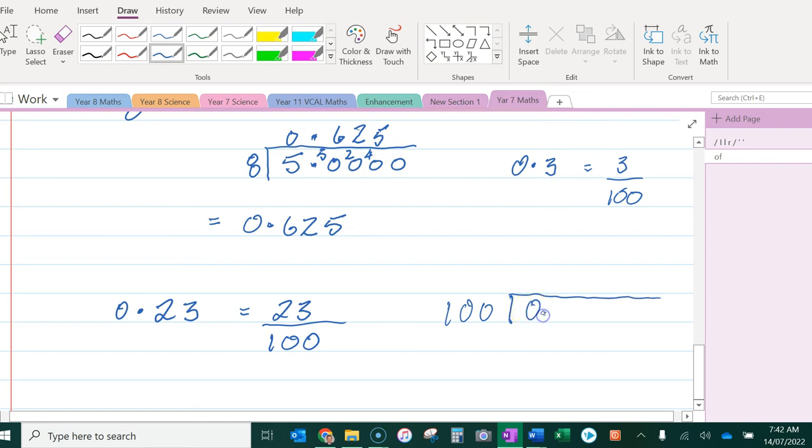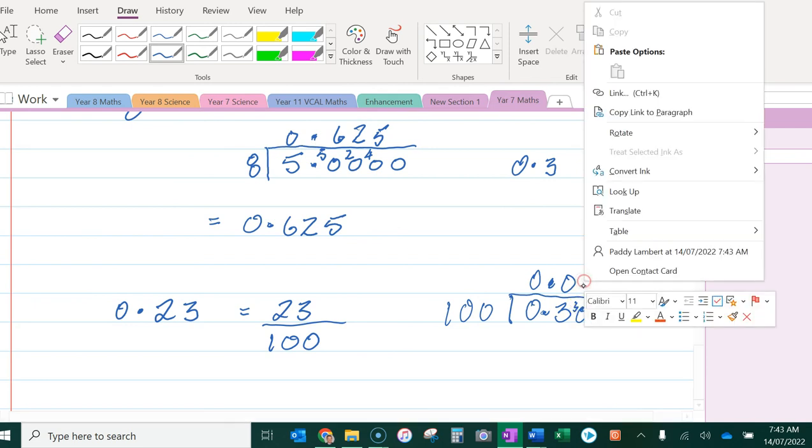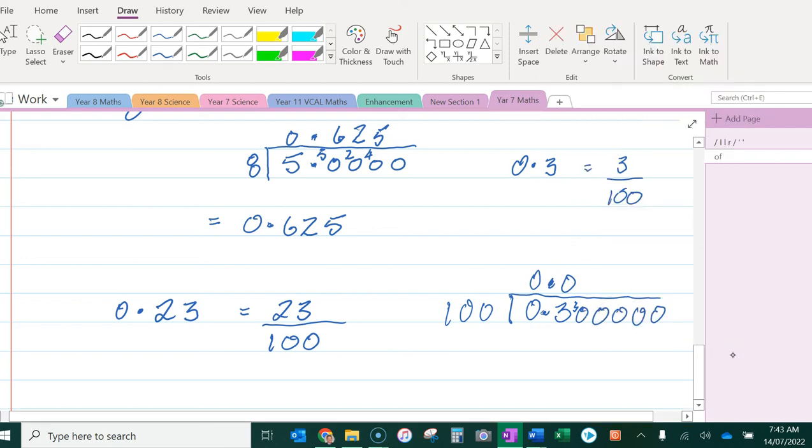Right, 0.3. Just keep adding zeros and see how many I need. 100 won't go into that. 100 won't go into 3. Carry the 3. 100 won't go into 30. Okay, so I'll keep going on with that.